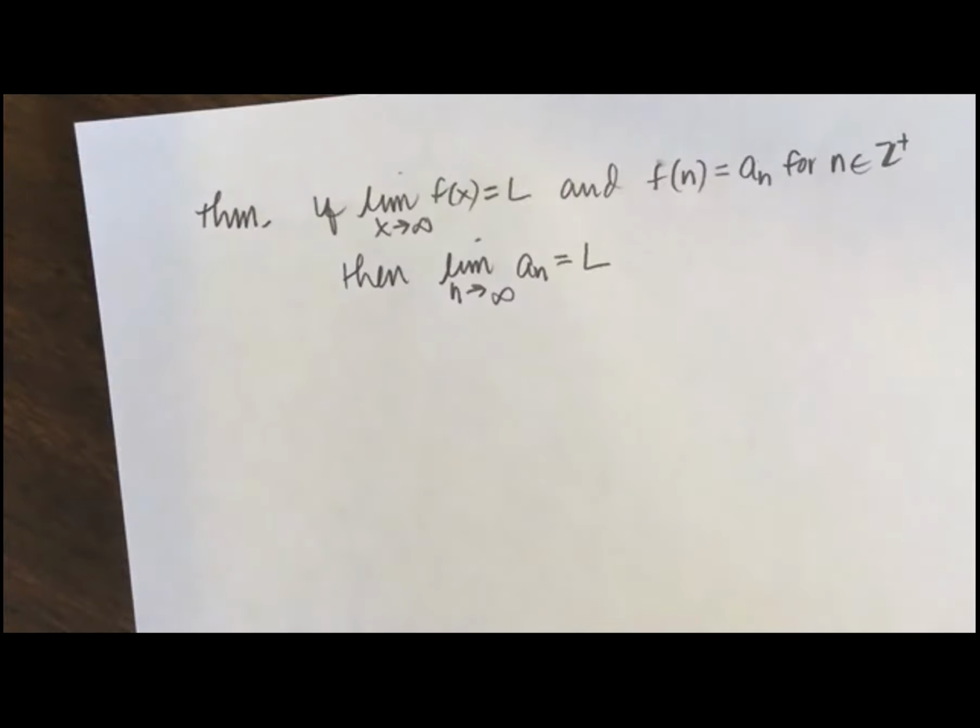And one of the reasons I'm saving it is because I think this is pretty obvious. If the values in my sequence are following my function and I know where my function's going, then I know where my sequence is going. I mean, that seems pretty intuitive. We good? Yep. Okay.